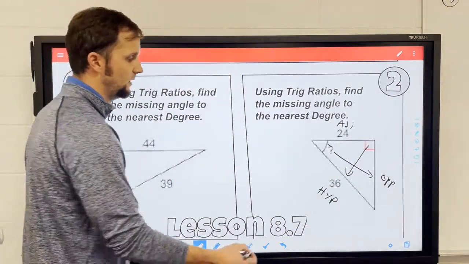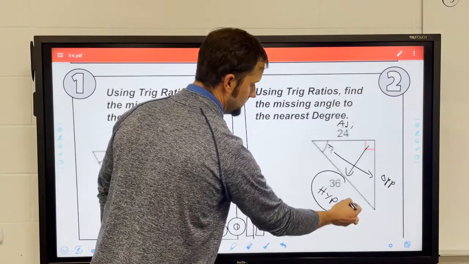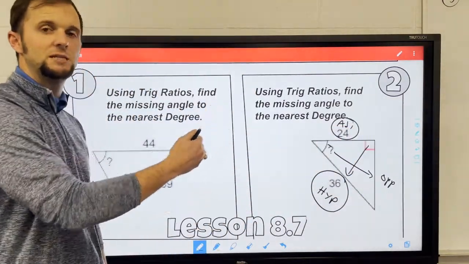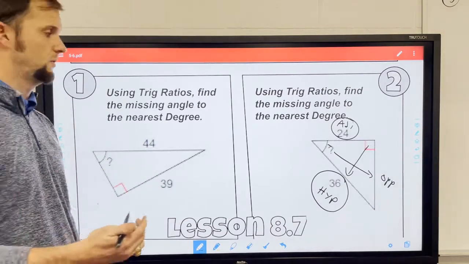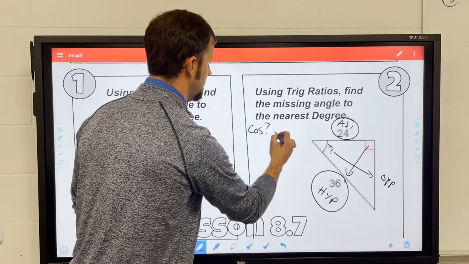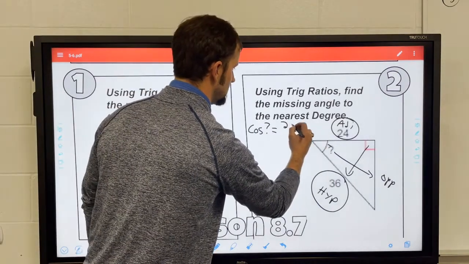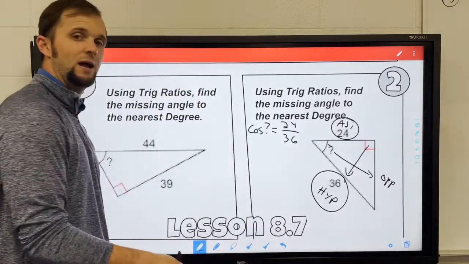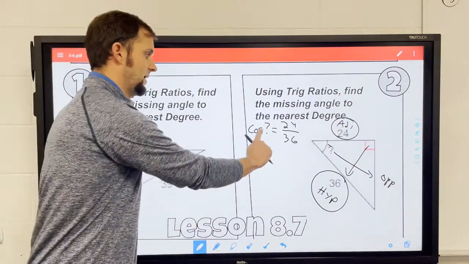So right now, if I look, they've given me my hypotenuse. They've given me my adjacent side. So adjacent and hypotenuse is going to be the cosine ratio. So I'm going to do the cosine of my given angle is equal to the adjacent over the hypotenuse, which is 24 over 36. So right now, ladies and gentlemen, again, I'm trying to find my angle.